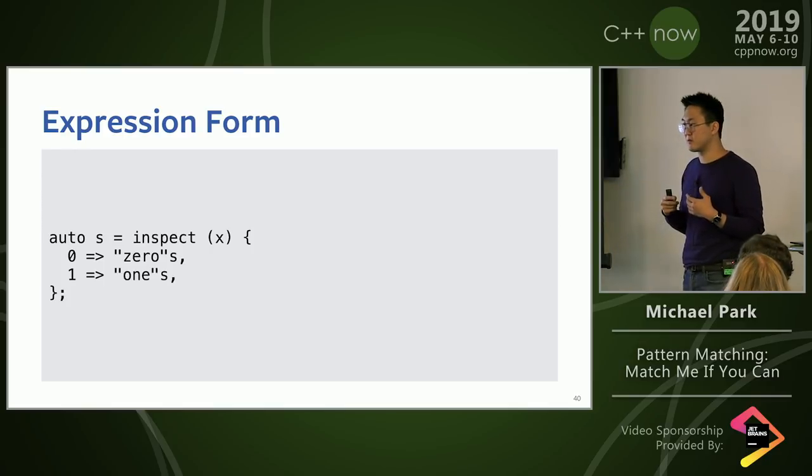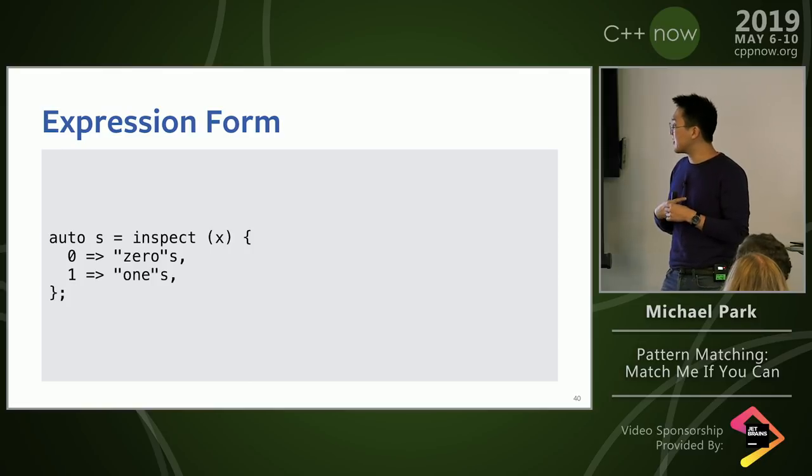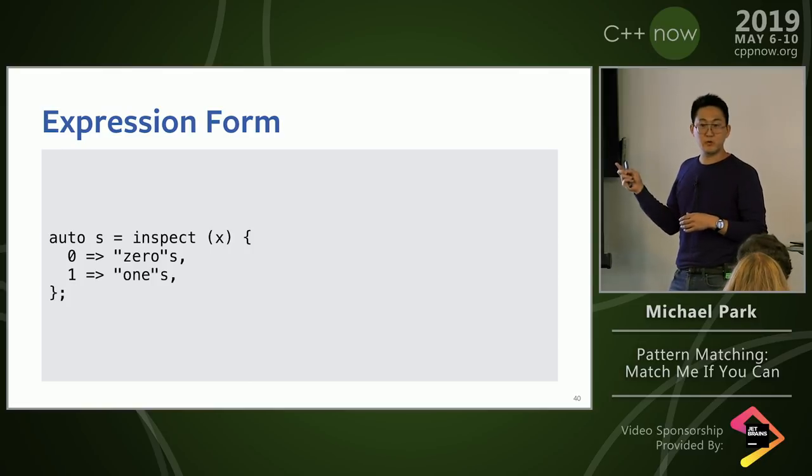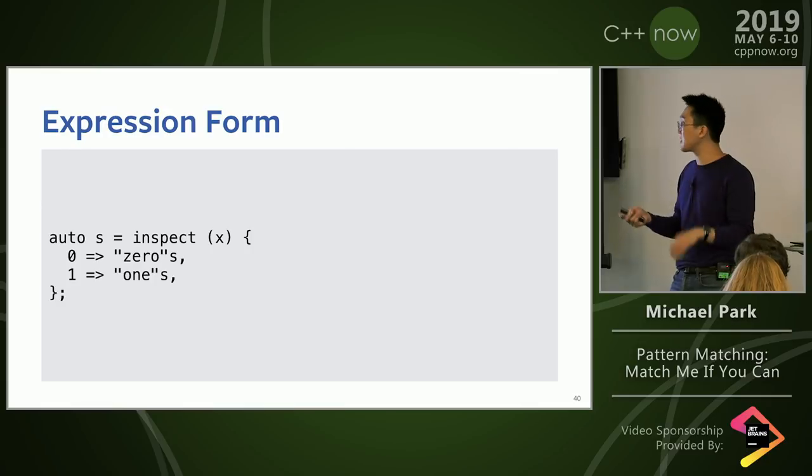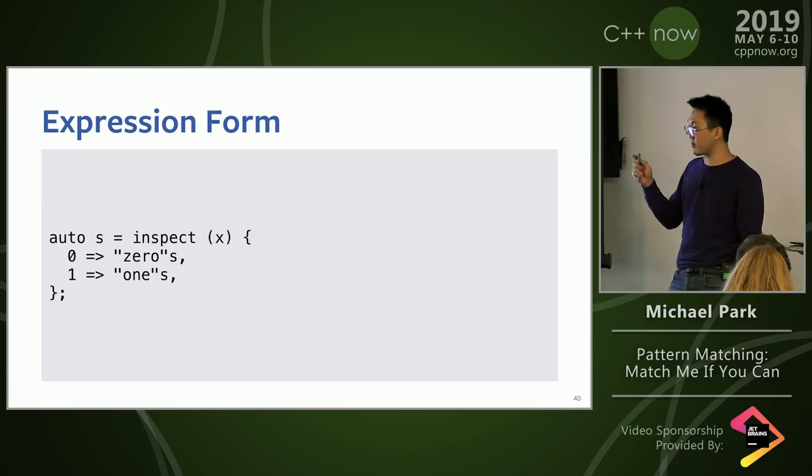Why did that flash on me? I don't know. OK. It has similar rules as lambdas, where if you have multiple returns, they have to be the same type. And so in this case, they have to be the same type. Both of them are strings.